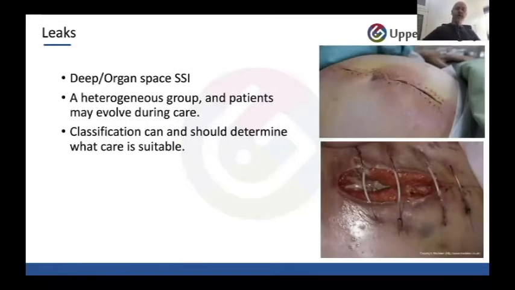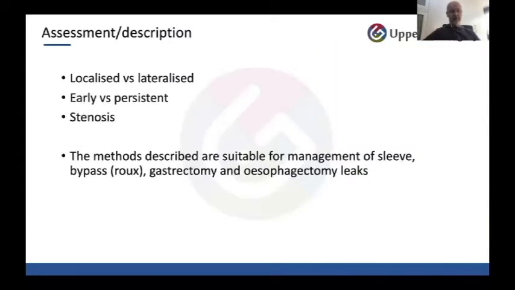We're not that good at classifying leaks. If we're trying to describe a superficial wound infection to our colleagues, we'll usually do a pretty good job of it, but we lack clear classifications about how to look at different types of deep surgical site infections. So this is how I classify them, and it's what I teach my trainees.